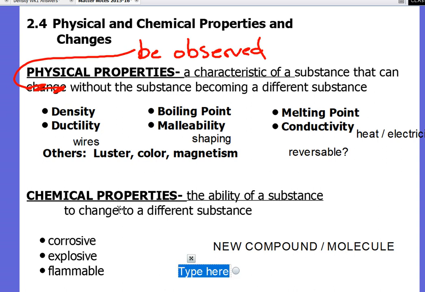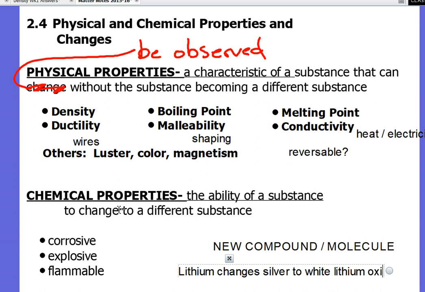Maybe you put some lithium out on the counter, and after a while, the lithium changes from silver to, I don't know, let's just say white. That's exciting because it's reacting with oxygen. And then you have a new compound. You have lithium oxide. So it's changing as it reacts with the air. And that's one of the most key words you're going to see with chemical properties. You see the word reacts. So if it reacts with something, it is definitely a chemical property or chemical reaction.